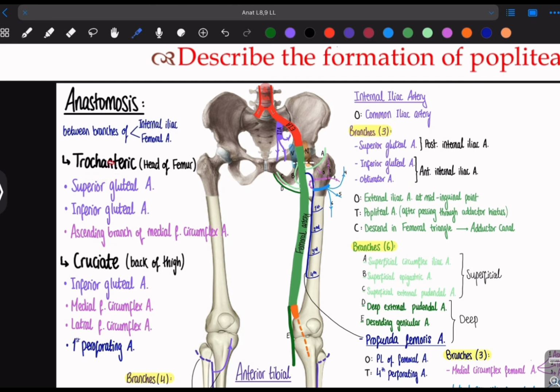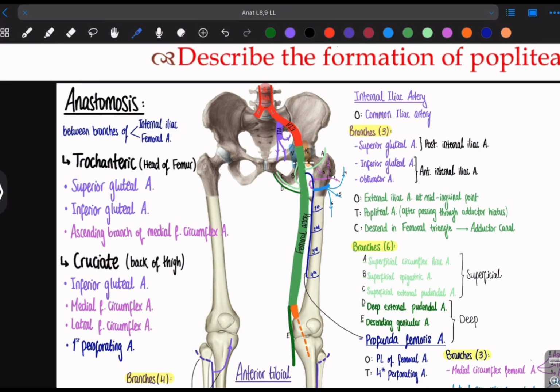So these two, the trochanteric and cruciate anastomosis, we need to see which arteries form the anastomosis, right? First of all, for both of them, we need to know that the anastomosis are formed between two branches of the internal iliac and the femoral. I mean, the internal iliac here and the femoral are the two arteries that give us branches that form these two anastomosis. Okay? The origin of these two anastomosis is from the internal iliac and the femoral artery. Remember that.